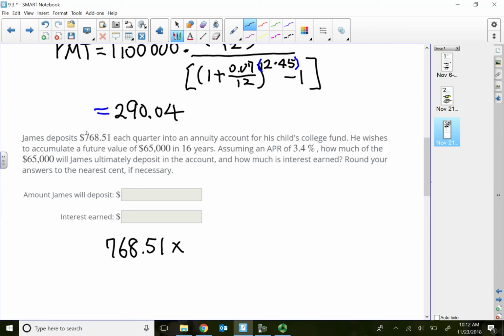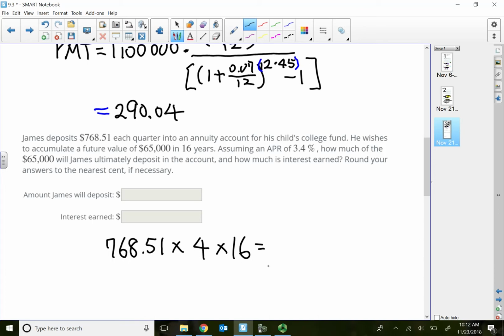He's actually not making this monthly. He's making this by the quarter. Quarter means 4 times in a year, so 4 times in a year times the next 16 years. So this 4 means quarterly. Earlier, when I typed in a 12 for Celine, that's 12 months in a year.